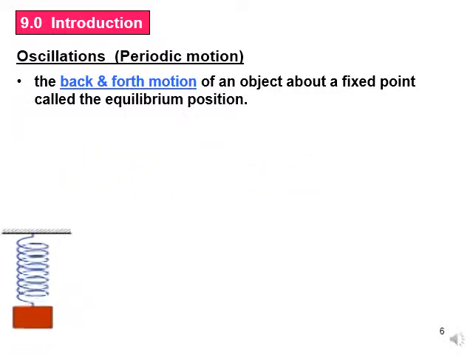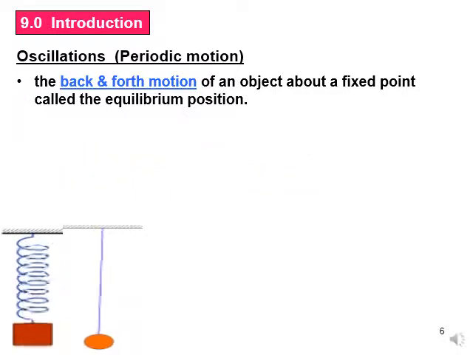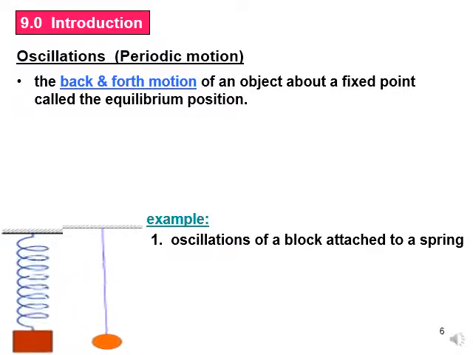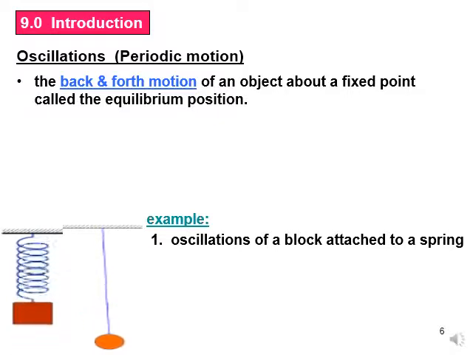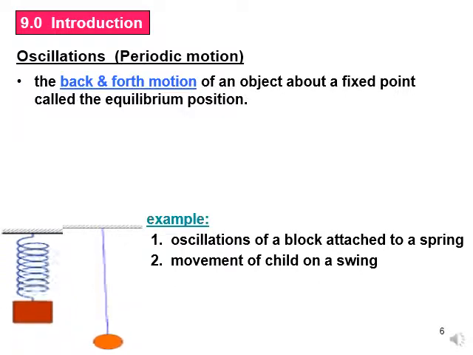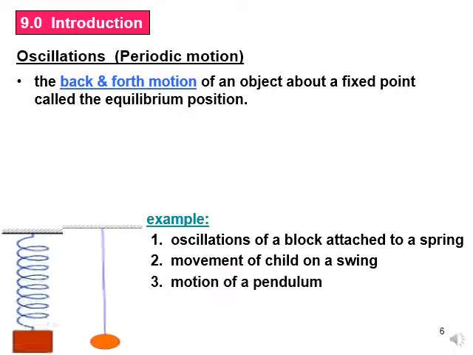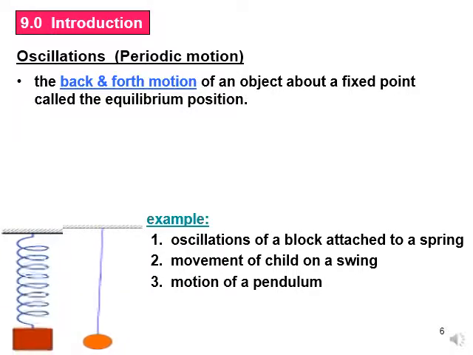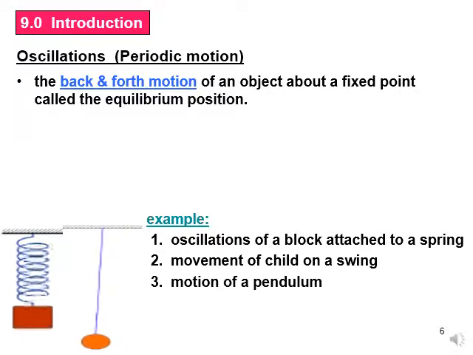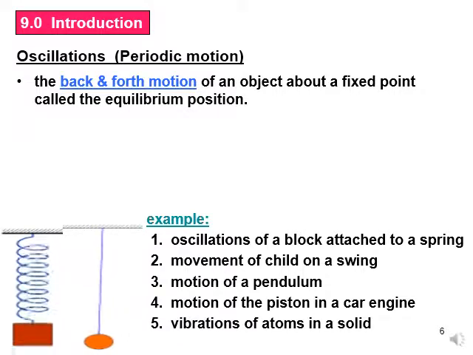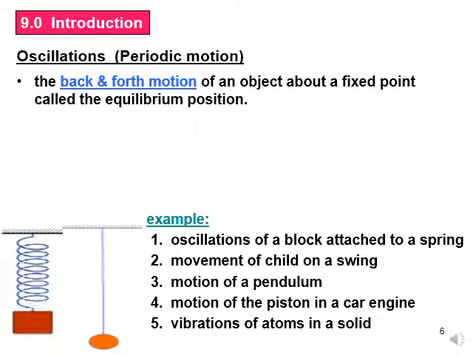This animation is an example of simple harmonic motion. This one is oscillation of a block attached to a spring. Number 2, movement of child on a swing. 3, motion of a pendulum. This one is the motion of a pendulum back and forth. The fourth one, motion of the piston in a car engine. The last one is vibration of an atoms in a solid.